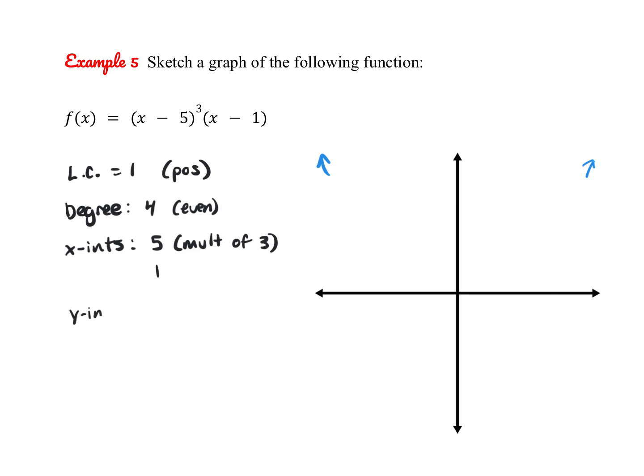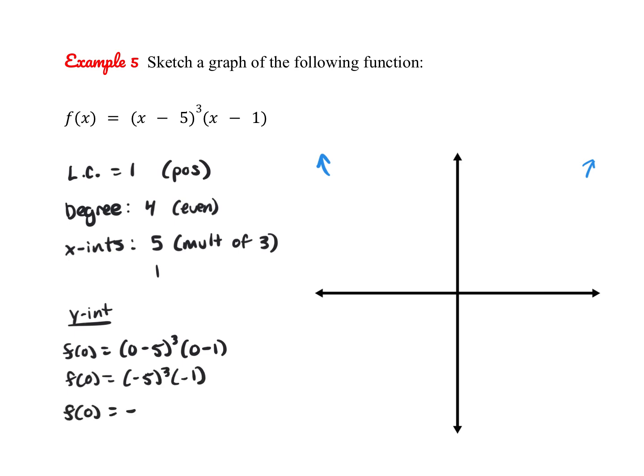For my y-intercept, I can do f of 0. So 0 minus 5 cubed times 0 minus 1. So I have negative 5 cubed times negative 1. Negative 5 cubed is negative 125 times negative 1 gives us positive 125. So again, I'm going to do a really rough sketch here. Here's 125. Here's positive 5. And here's positive 1.